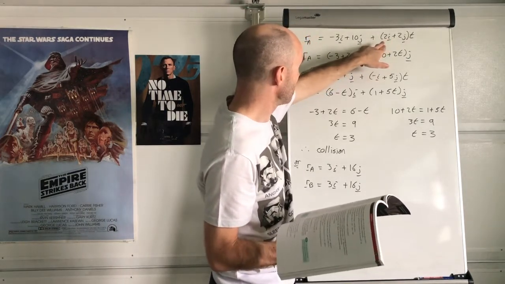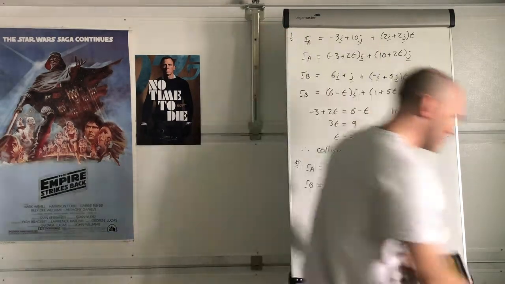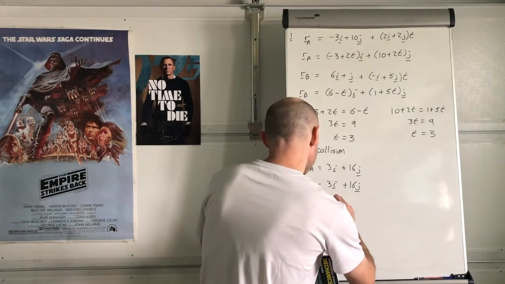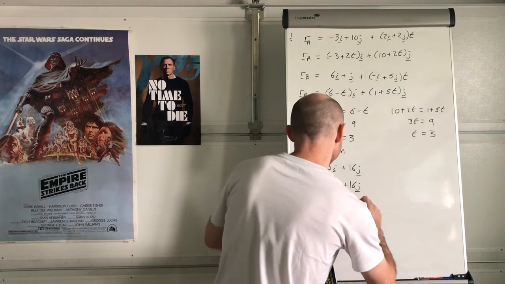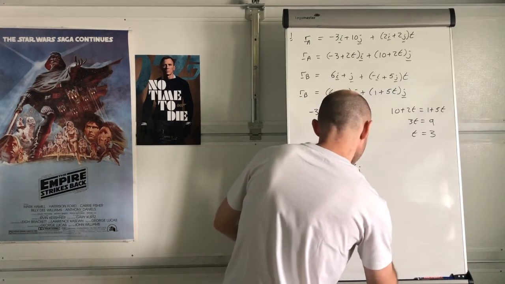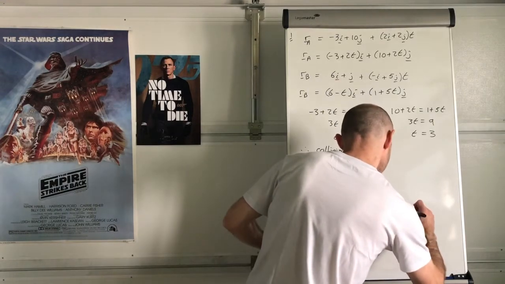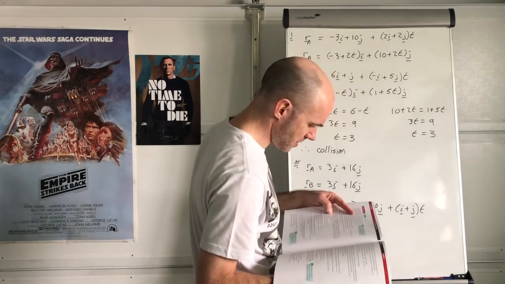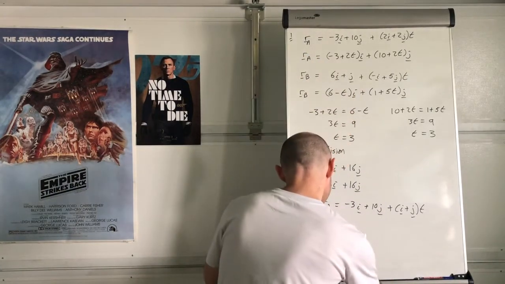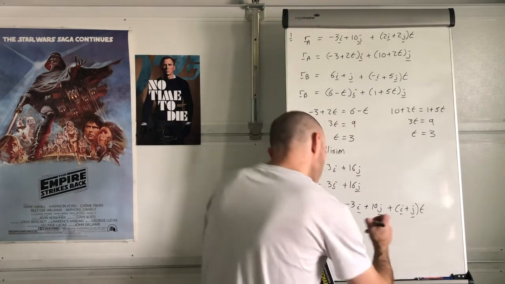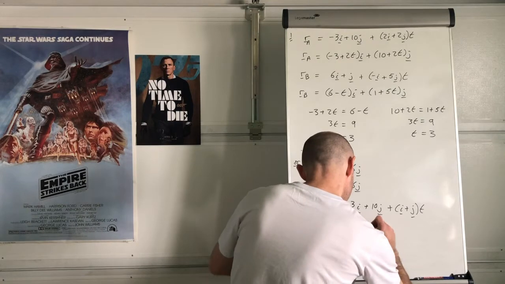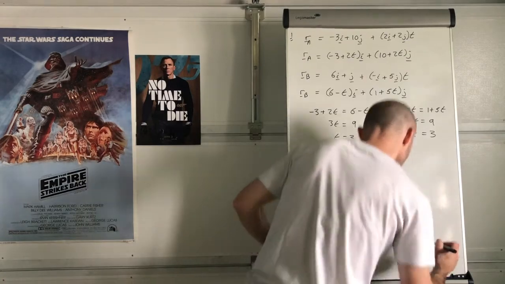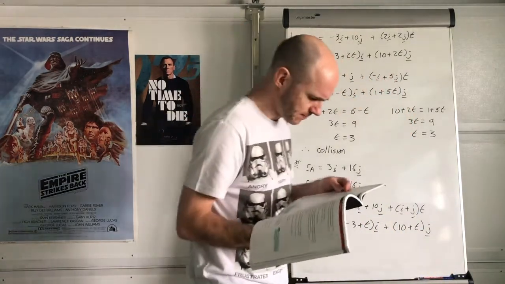So what I'm going to do is put that down now, before I forget. The new position vector of A is going to be negative 3i plus 10j, and then plus (i plus j)t. Let's just make sure I've read that correctly. Negative 3i plus 10j, yeah, and i plus j. So the new position vector of A is (negative 3 plus t)i plus (10 plus t)j.